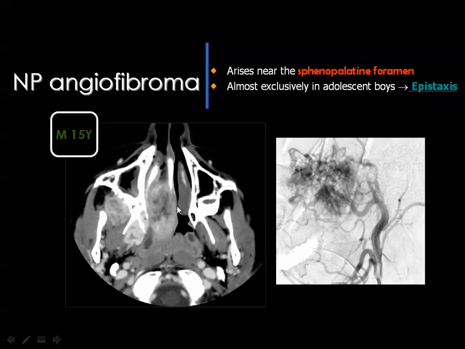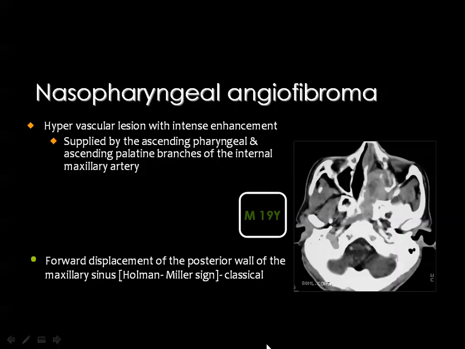This lesion is very vascular, and it usually presents by epistaxis. And if you have an angiogram, which is commonly performed to do some embolization before surgery, you will see hypervascularity of the tumor. This tumor is characteristically confined to boys in the age of around 20 years of age, and this tumor is hypervascular, as I have said. It's supplied mainly by the ascending pharyngeal and the ascending palatine branches of the internal maxillary artery.